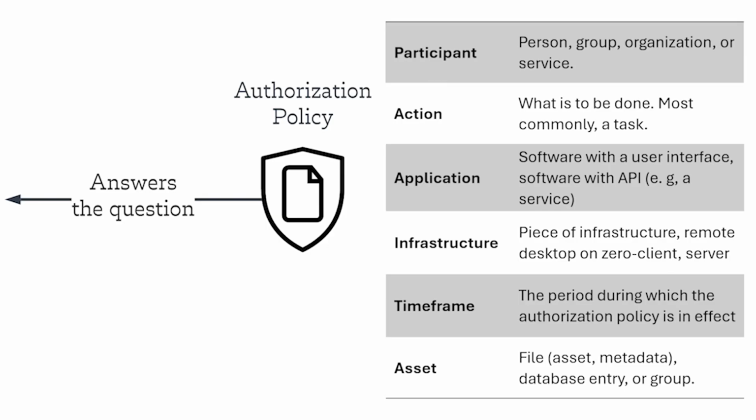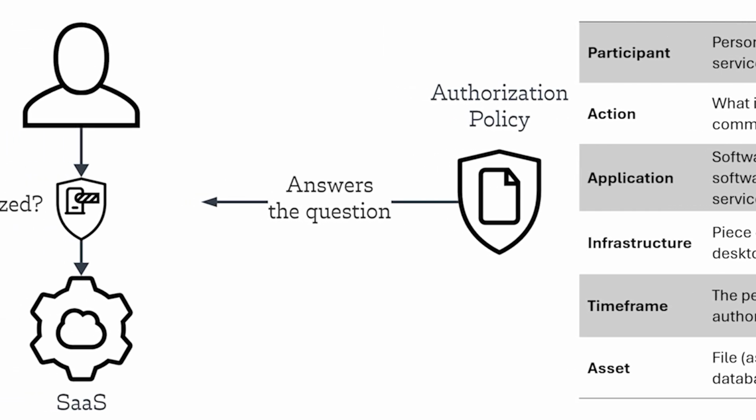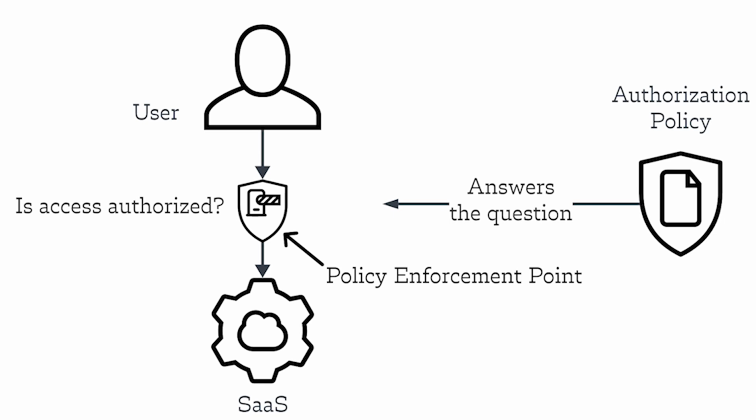The authorization policy answers the question as to whether something is authorized, and a component of the Zero Trust architecture, called a policy enforcement point, evaluates the authorization policy to determine whether an activity is authorized. The policy enforcement point can be viewed as guarding something and will only allow authorized activity to proceed. If an attempt to access something is not authorized by an authorization policy, it will be blocked by the policy enforcement point.